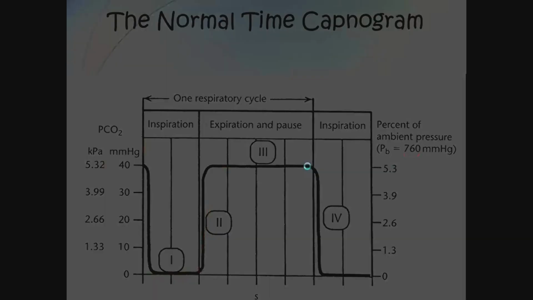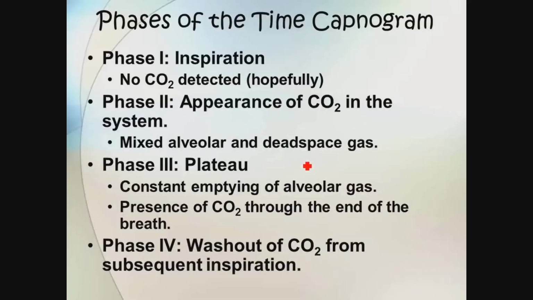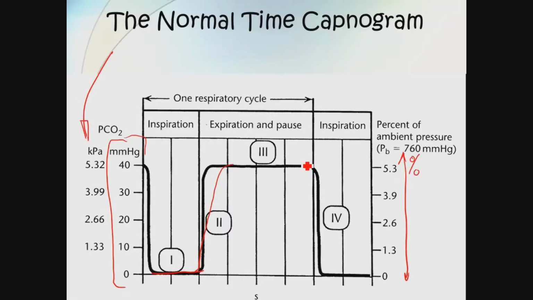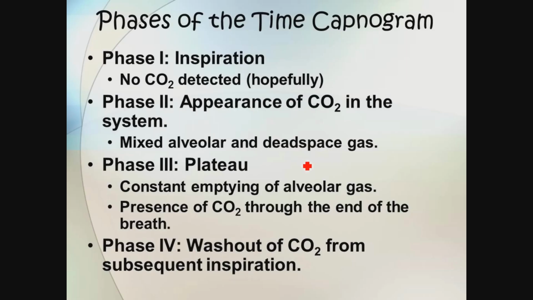Phase 3 is the plateau, where it's looking strictly at alveolar gas, and you're going to see basically the continuation of CO2 until the very end of that breath. And then phase 4 is the start of the next inspiratory phase where we're washing all the CO2 out back to a level of 0 in the process.